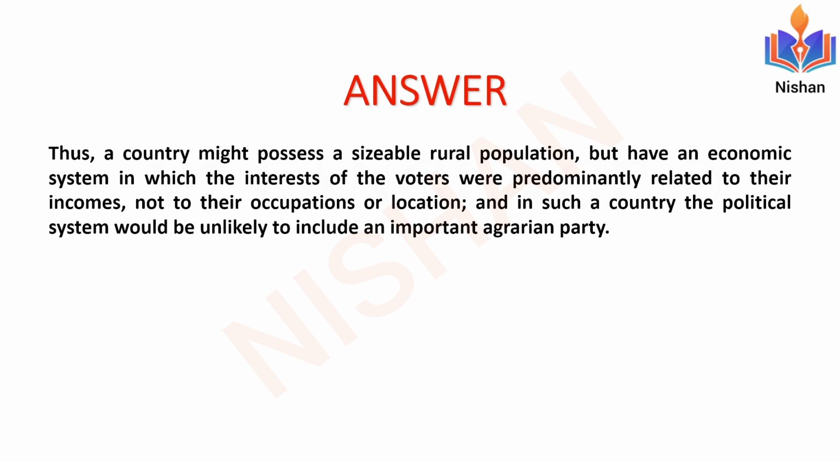Thus, a country might possess a sizable rural population, but have an economic system in which the interests of the voters were predominantly related to their incomes, not to their occupations or location. And in such a country, the political system would be unlikely to include an important agrarian party.